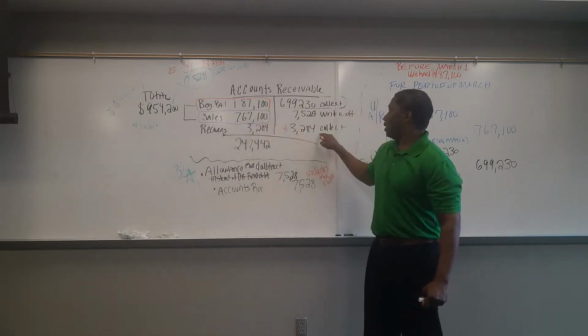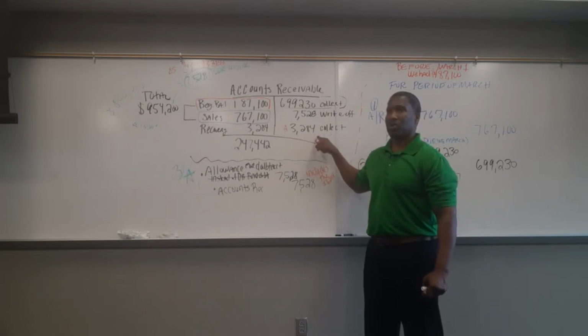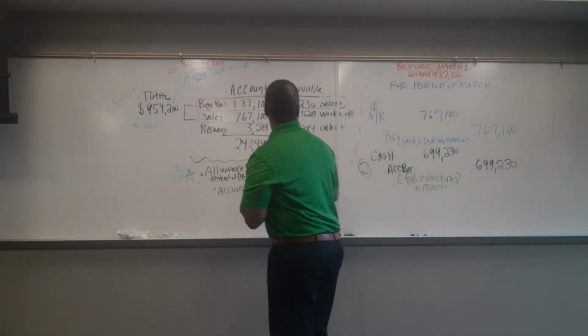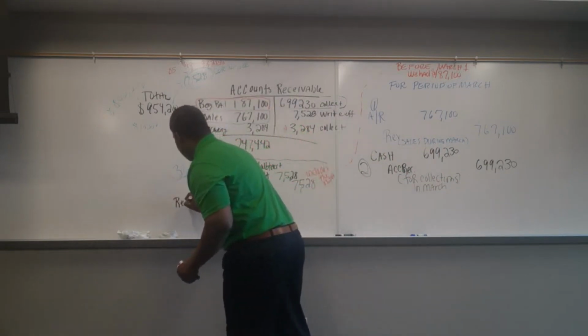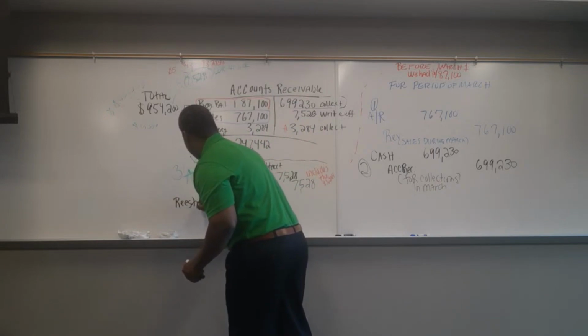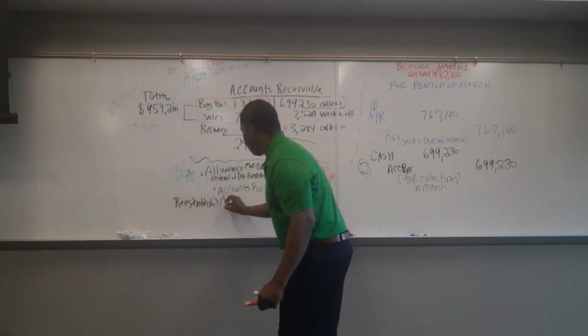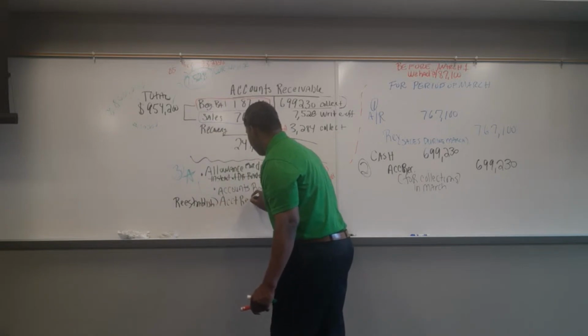Now all of a sudden, you're going to collect this right here, but you can't just come in and make a journal entry to collect. Two things must happen. You have to reestablish the account. So here's an entry to reestablish the account, which means that you have to put accounts receivable back on the books.